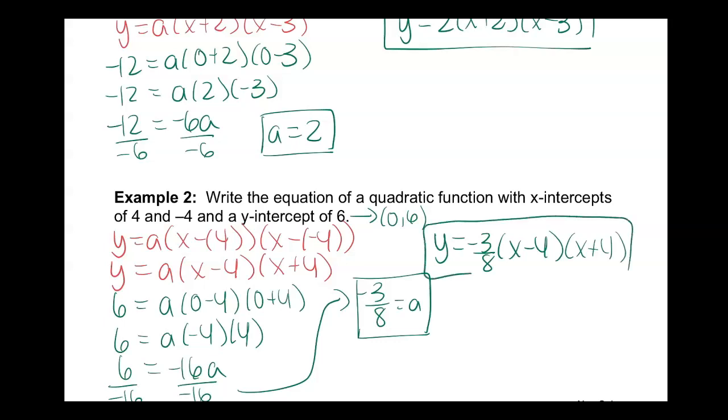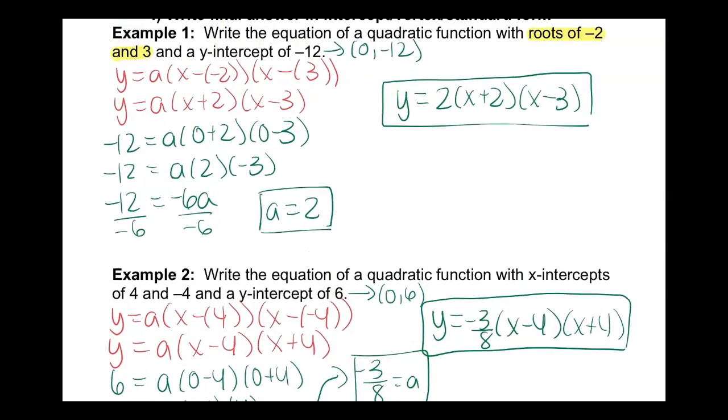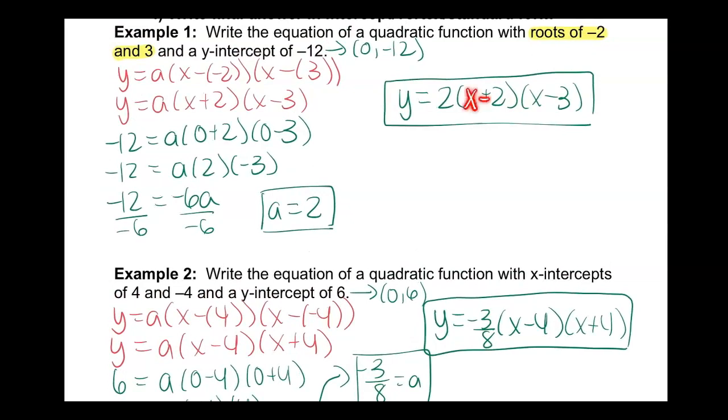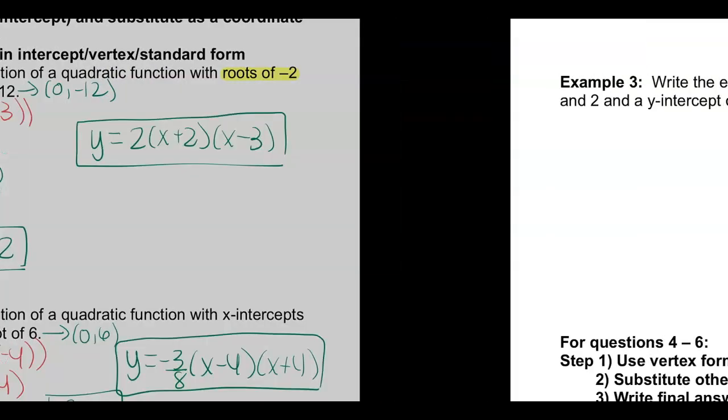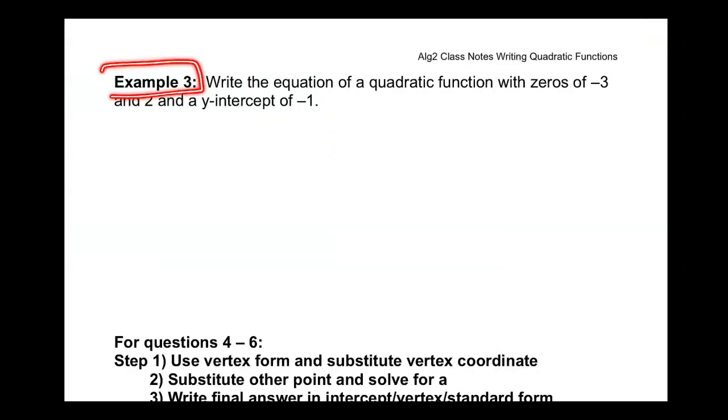Keep in mind for both of these questions, if you were different and you put x plus 4 here and x minus 4 here, you're fine. You'll still get full credit. Same thing for the last question. If you were to put x minus 3 and x plus 2 in the opposite parentheses from where it's currently at, you would still get full credit. You just need to make sure the x plus 2 is positive, the x minus 3 is negative, and down here that these have the correct sign. Right now, pause the video. Try example 3 by yourself.